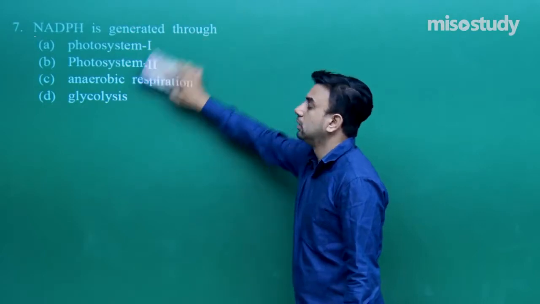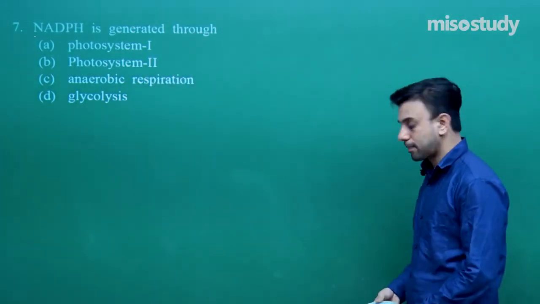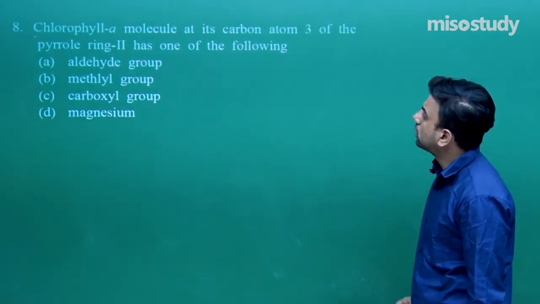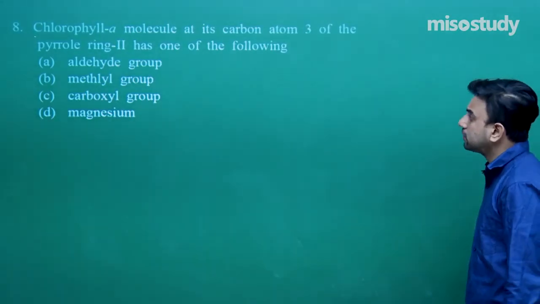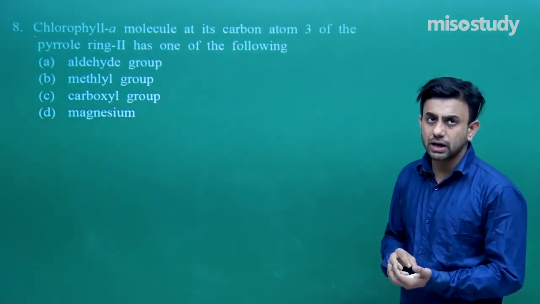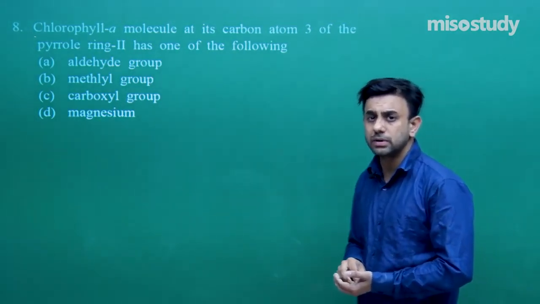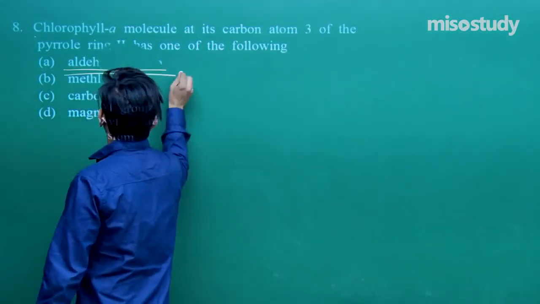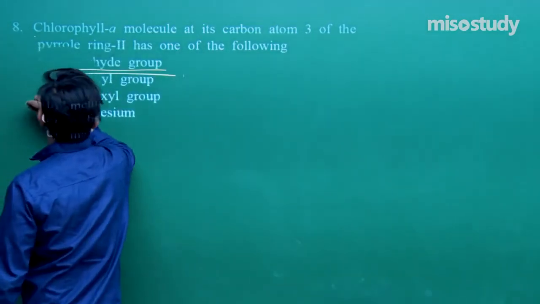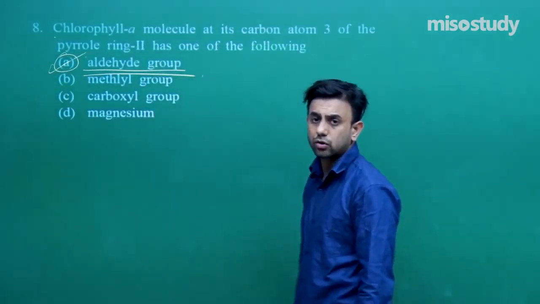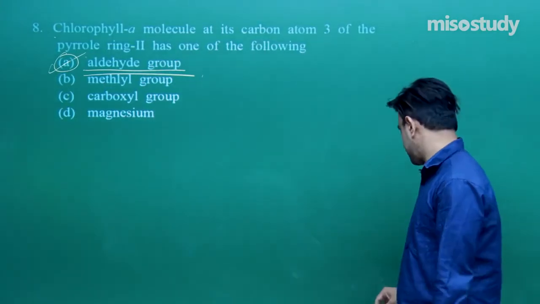Now we move on to the next question. Chlorophyll A molecule at its carbon atom 3 of the pyrrole ring has one of the following. There is a structure regarding this, and the answer for this will be that there is an aldehyde group. This is the correct option, the aldehyde group.